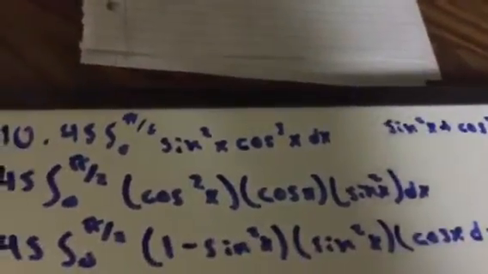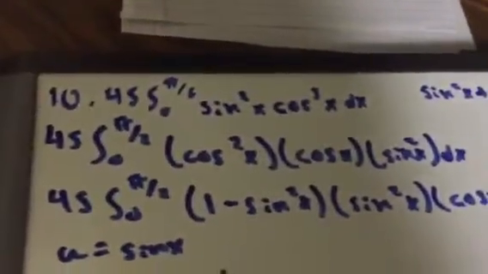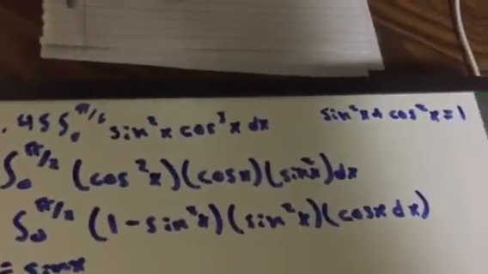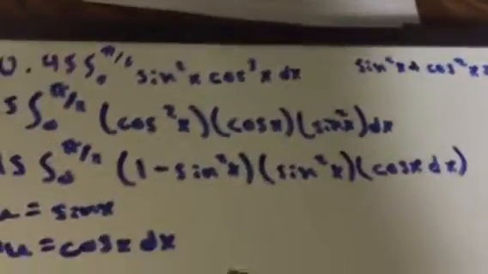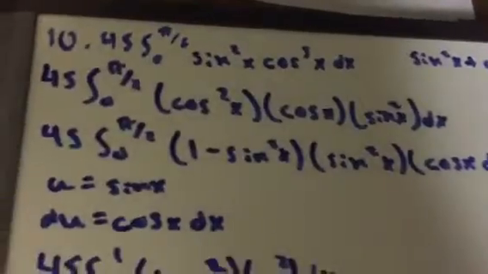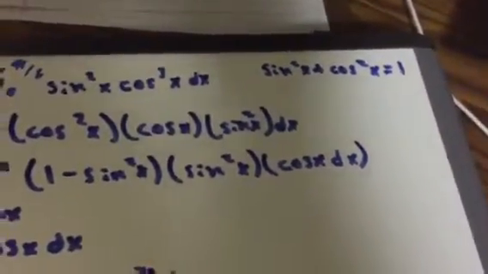I separated the constant out, and then I went ahead and separated cosine cubed x into cosine squared x times cosine x times sine squared x. That's just brought down dx. And then with the use of our trig identity sine squared x plus cosine squared x equals 1, you can solve algebraically for cosine squared x to get 1 minus sine squared x is equal to cosine squared x. So I substituted it here. And now I'm left with 1 minus sine squared x times cosine x dx.